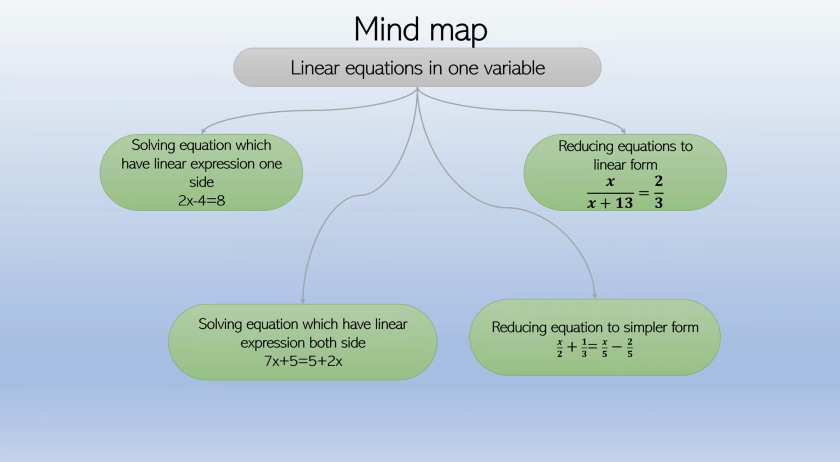Come to the third method. In this method, we have learned to reduce equations to a simpler form and solve. Example: x by 2 plus 1 by 3 equal to x by 5 minus 2 by 5. Come to the last method, that is reducing equations to linear form by using the cross multiplication method. An example of such an equation is x by x plus 13 equal to 2 by 3. Now we will check the solving methods of all these examples one by one.